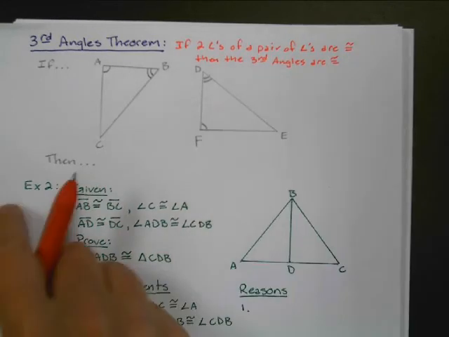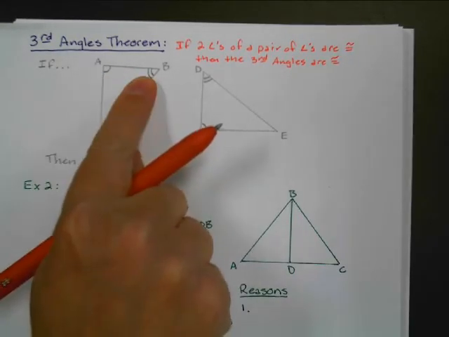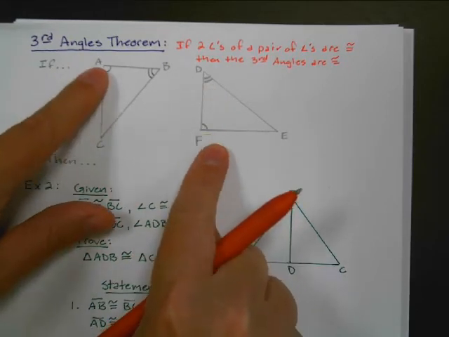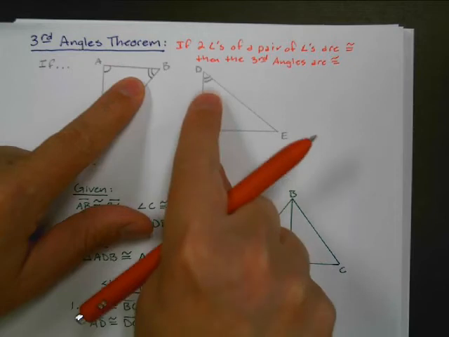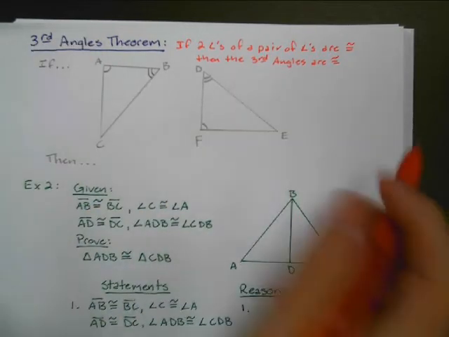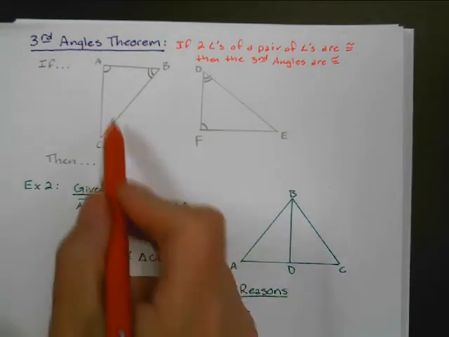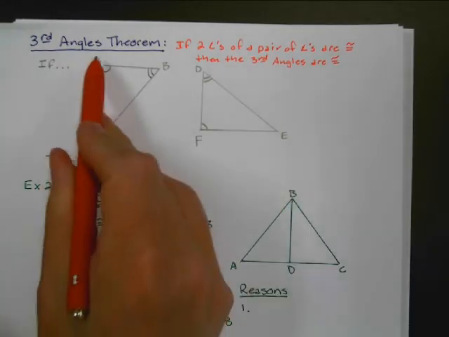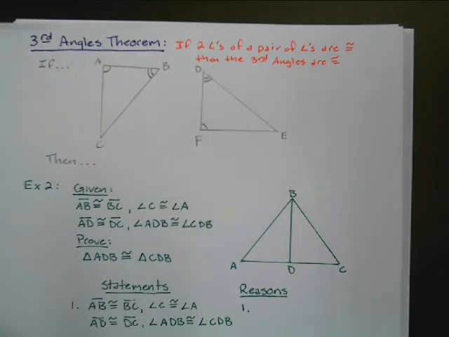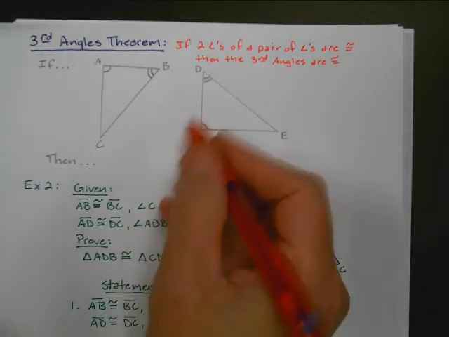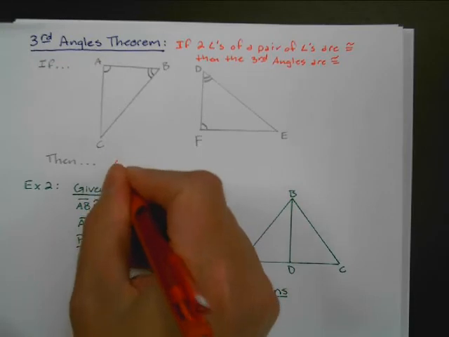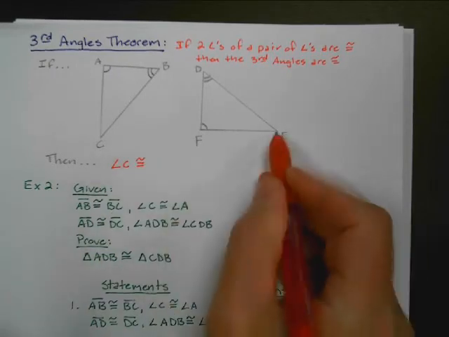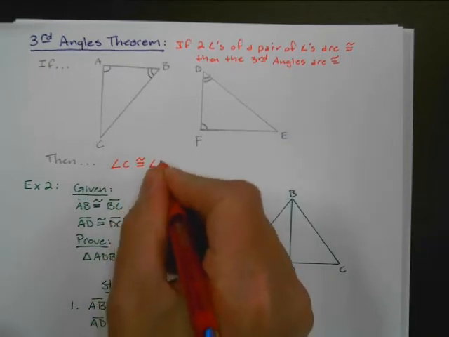Okay, so here's what that's saying. I've got two angles here, they're congruent. I got two angles here, and they're congruent over here, right? So A and F are the same, B and D are the same. This says that if that happens, I don't need to know the third angle. Automatically, the third angles have to be congruent to each other. So I should know at this point that angle C has to be congruent to angle E. The third angles are congruent.